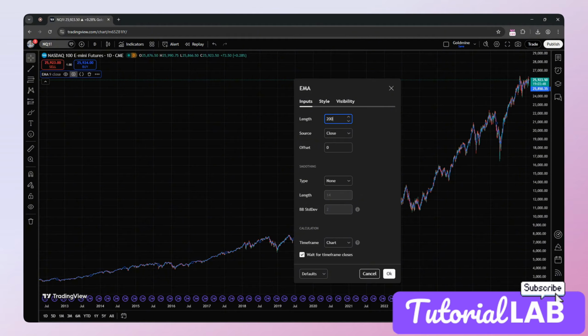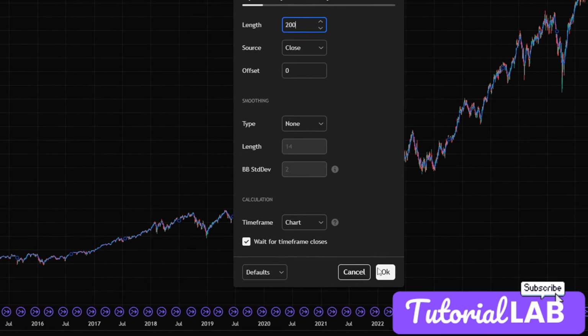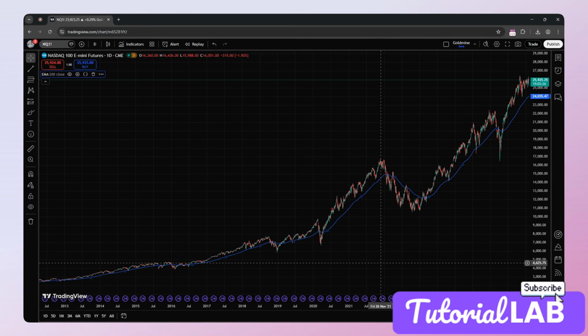You can also change how the line looks. For example, make it thicker or change the color so it stands out on the chart. Many people use red or blue to make it easy to see. We'll use the default for now. When you apply the settings, you will see the 200-day moving average line on your chart. This line moves with the price and helps us see the long-term trend.